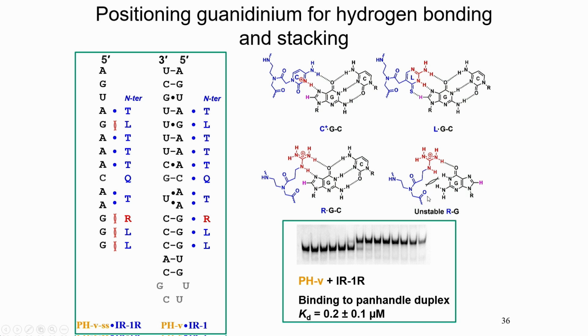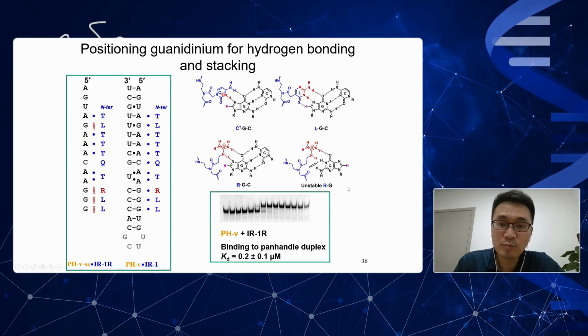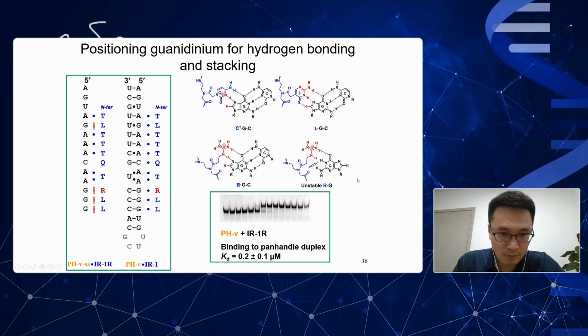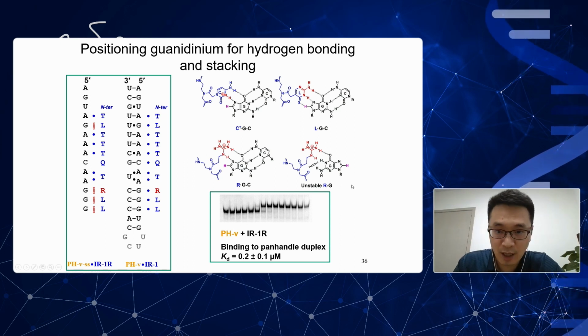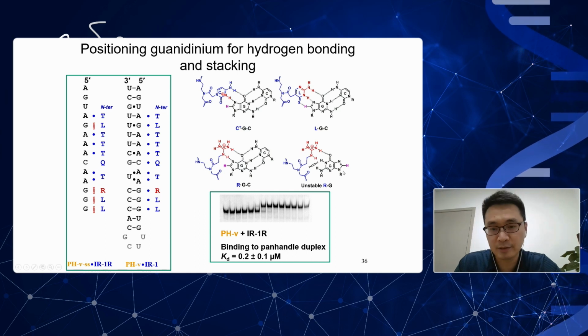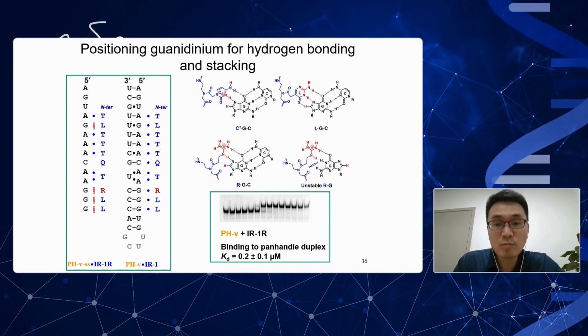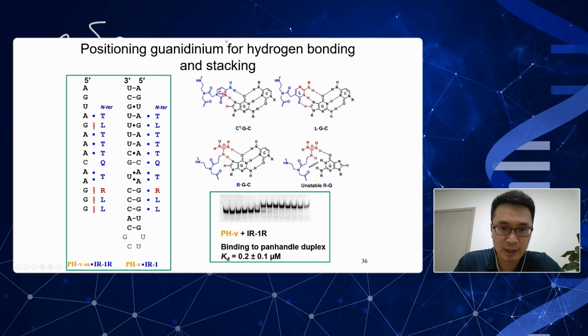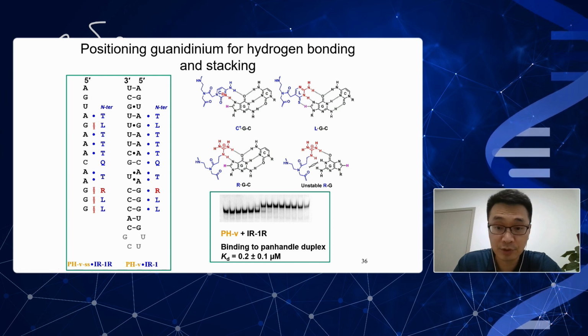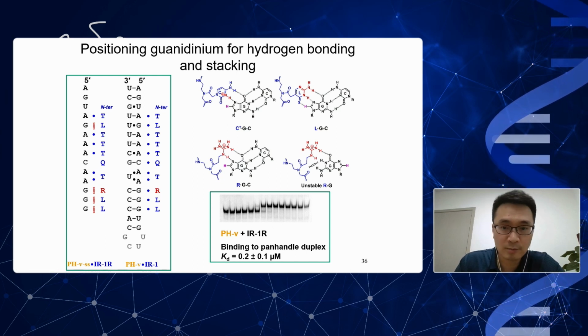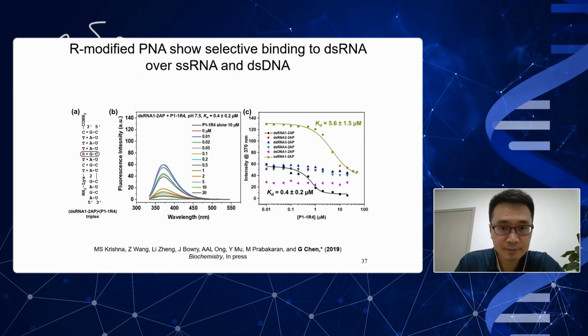Based on the geometry, we can also see that the R-modified PNA doesn't want to bind to single-stranded RNA, because R and G show a steric clash, with no more than 2 hydrogen bonds. Actually, only 1 hydrogen bond can form between R and G if we want to form an RG Watson-Crick pair.